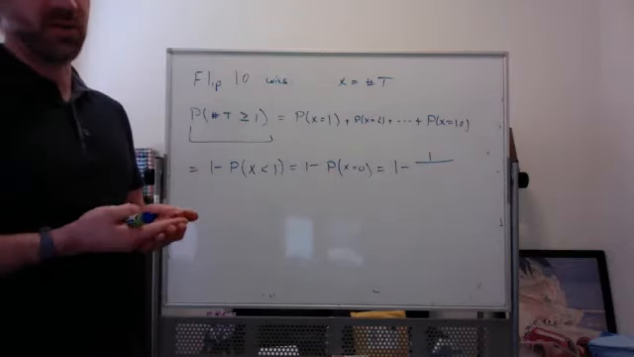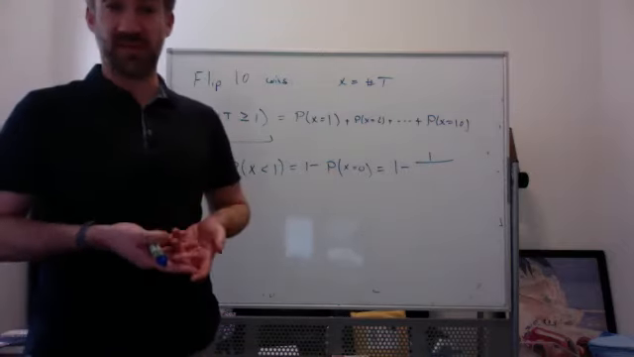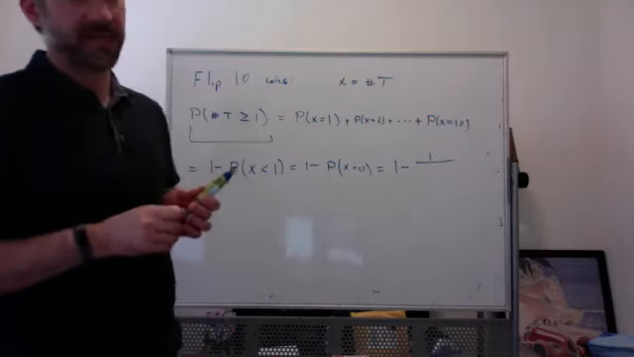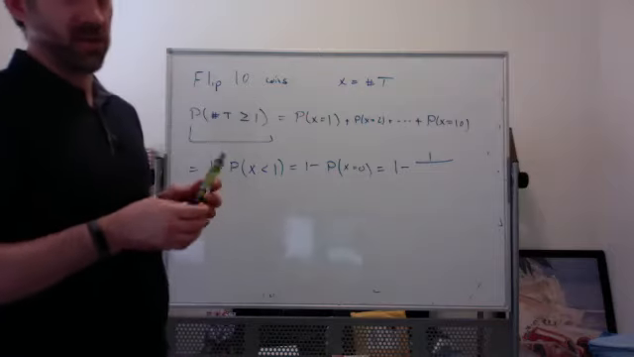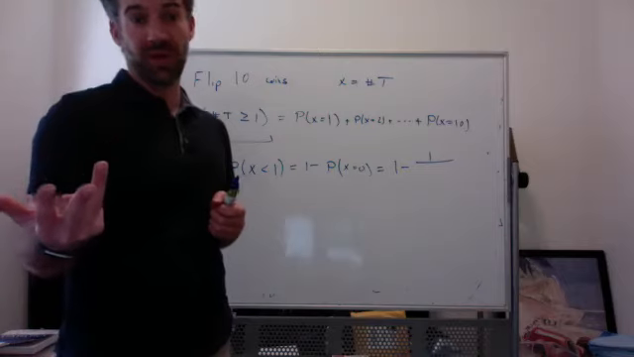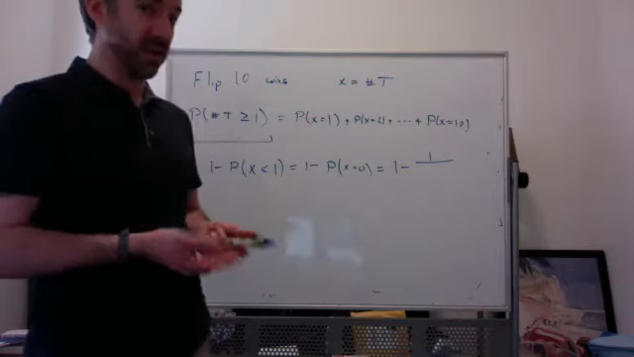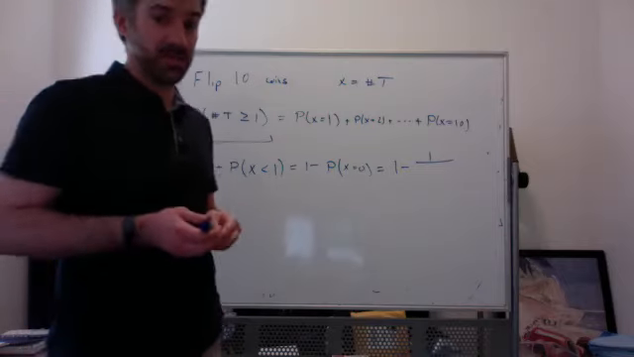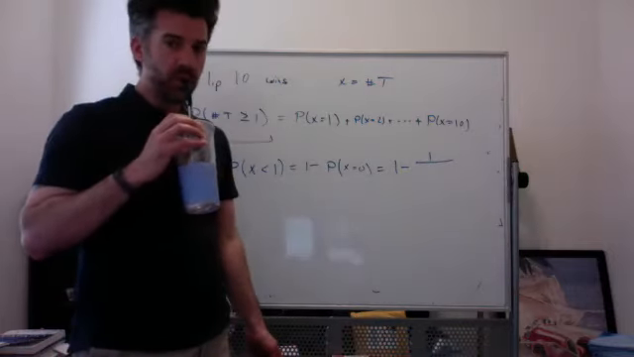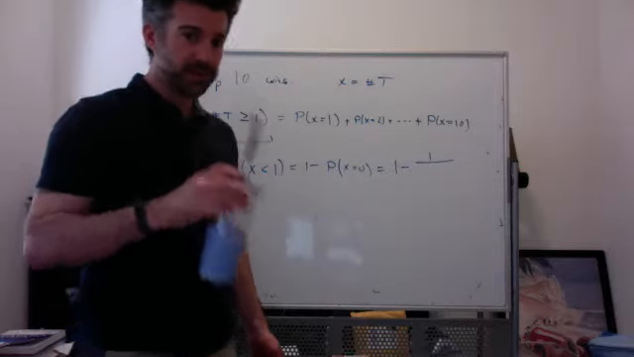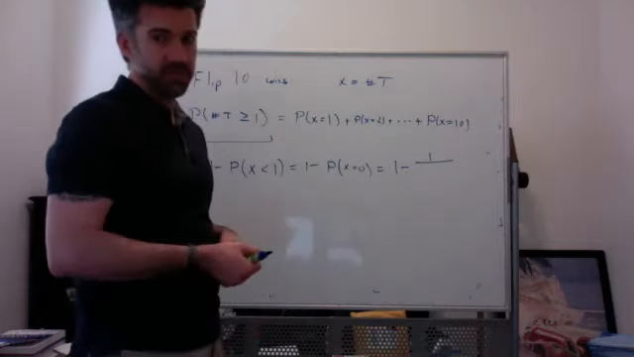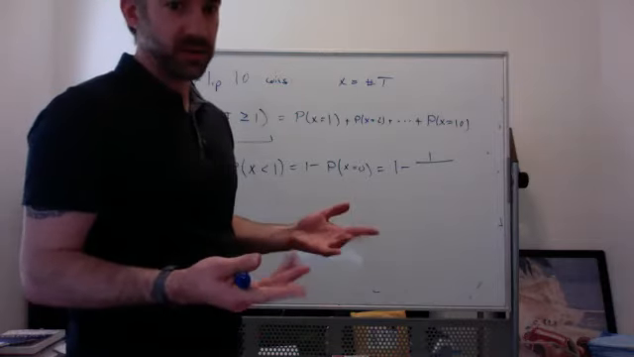How many total different things can happen by flipping 10 coins? How many different outcomes are there? I'll remind you, when we flipped 4 coins, there were 2 times 2 times 2 times 2, which is 2 to the 4th possibilities. So if flipping 10 coins, how many possibilities should there be? Anybody?